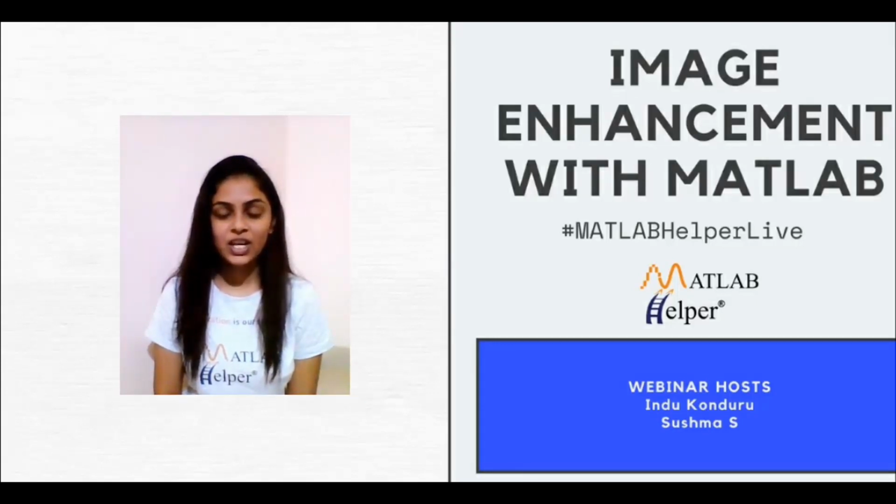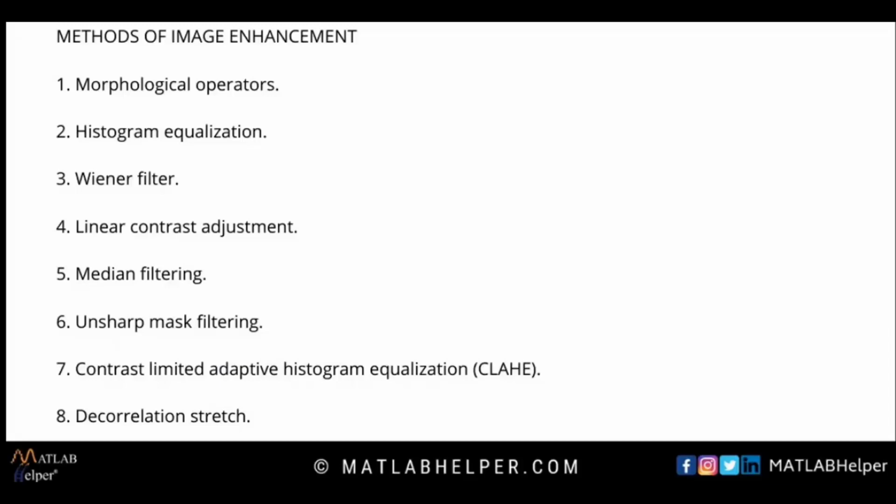So in this webinar, we'll demonstrate a few methods of image enhancement first and then the applications of image enhancement. So without further ado, we'll just brush up all the basic concepts of image enhancement first. Basic methods of image enhancement are morphological operators, histogram equalization, Wiener filter, linear contrast adjustment, median filtering, unsharp mask filtering, contrast limited adaptive histogram equalization, decorrelation stretch. So in this webinar, we'll be explaining enhancement methods in a brief way.